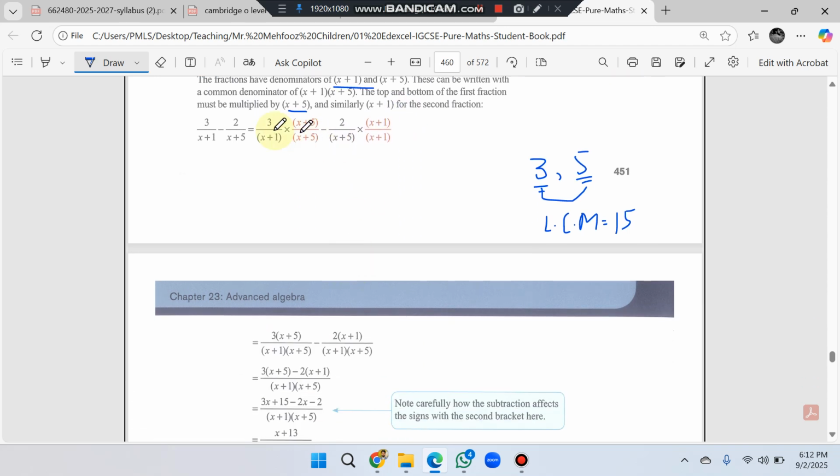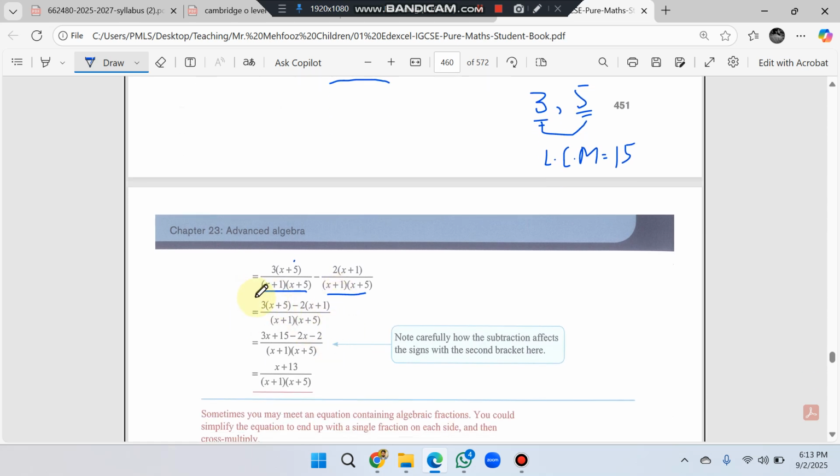Now you can see that in this case the denominator is x plus 1 and x plus 5, and in the numerator it becomes 3 times x plus 5, minus, again in the second fraction the denominator will be x plus 1 and x plus 5, and the numerator will be 2 times x plus 1. Okay, now we just write the denominator as it is and add these numerators. It becomes 3 times x plus 5 minus 2 times x plus 1.